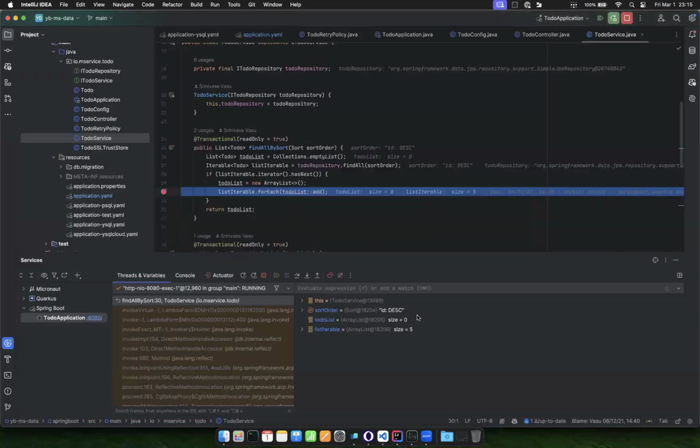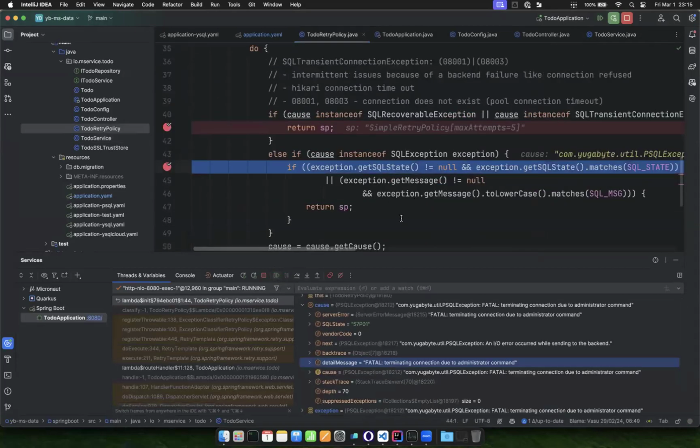If I go back to my IDE and resume the execution flow, again we land in the exception block, right? This time also the SQL state remains the same, but the error message is slightly different because these are two different scenarios, right? In the earlier case, the node was stopped. In this case, the connection has been terminated. So it's saying that the connection has been terminated due to an administrator command, right?